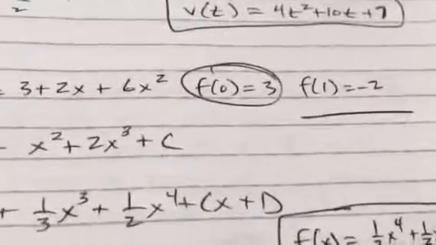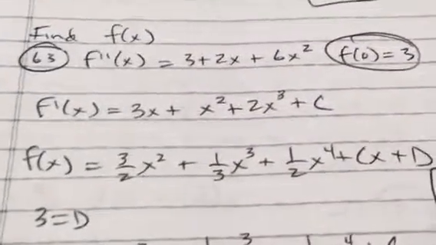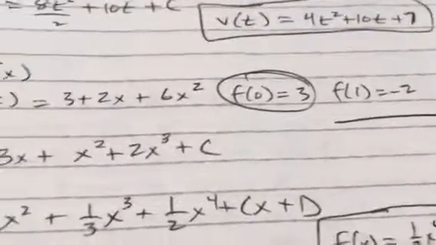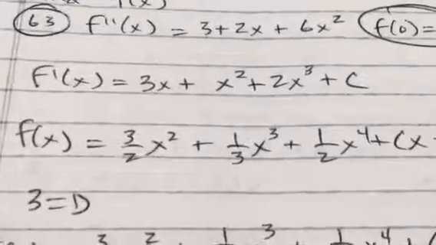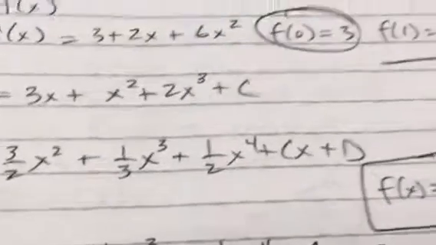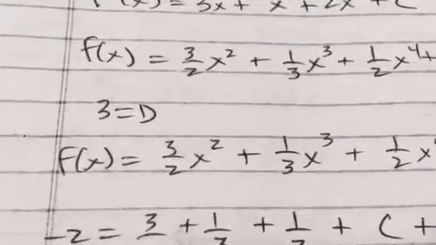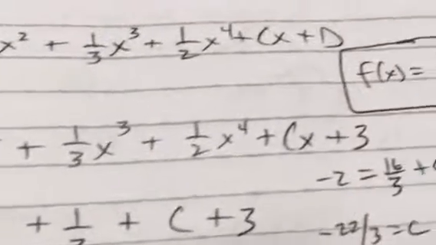All right. F double prime of x. We talked about this one in class. You take the antiderivative. You don't know what f prime of 0 is, so you got to keep going. When you take the antiderivative of a constant, that's just cx plus d. Then you use the fact that f of 0 is 3 to get d is 3. So we're looking at this.